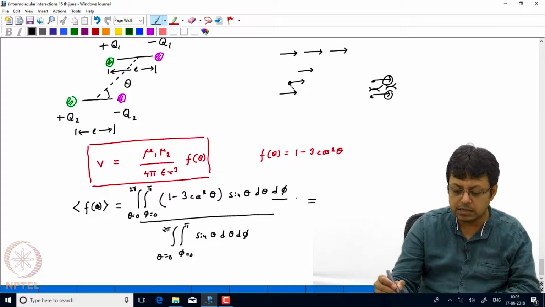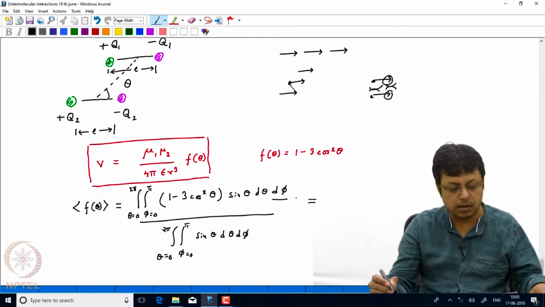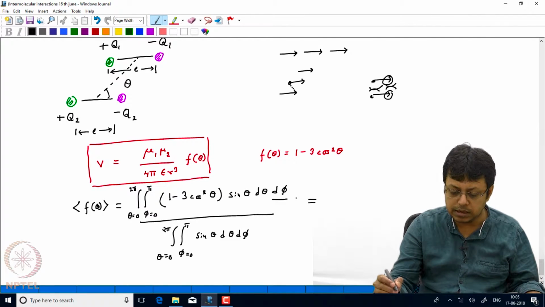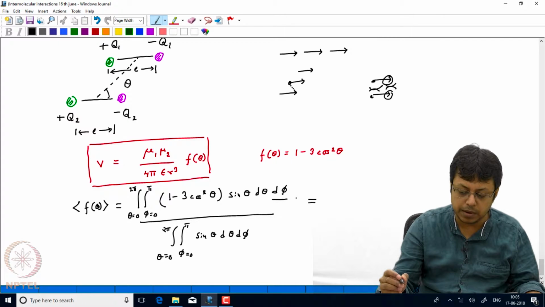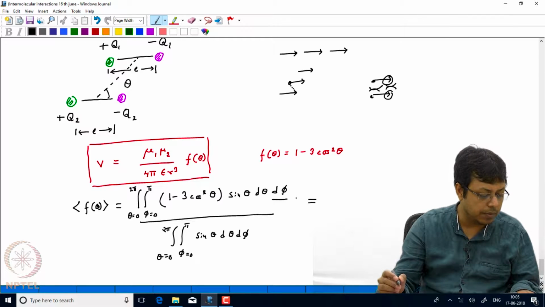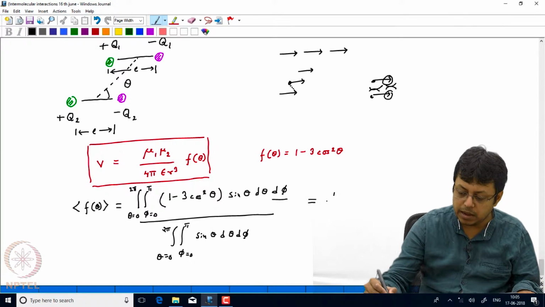So overall we will get something like the theta integration we are taking to be 0 to 2 pi, and the d phi integration is giving you 0 to pi, not 4 pi. So, what we will be getting is something like this. I will have 1 over 4 pi.